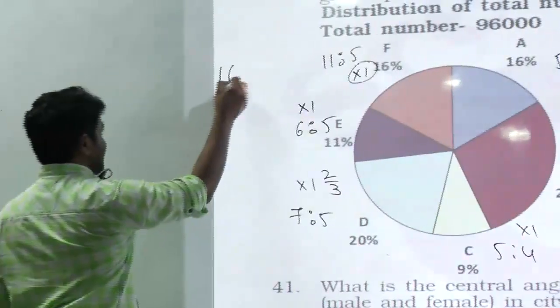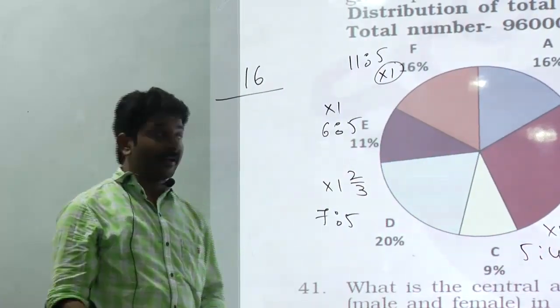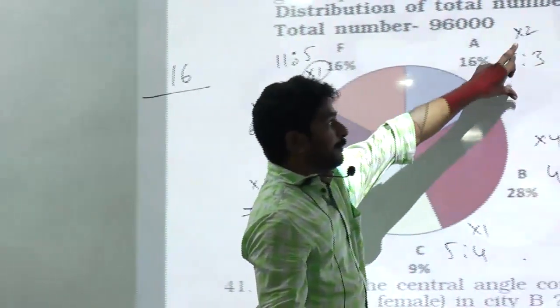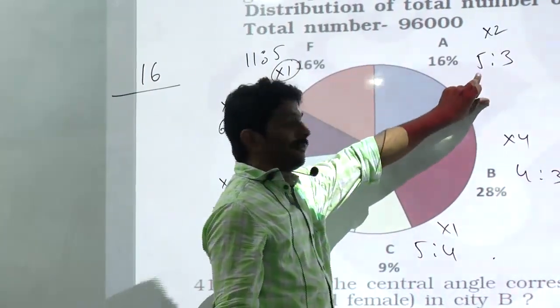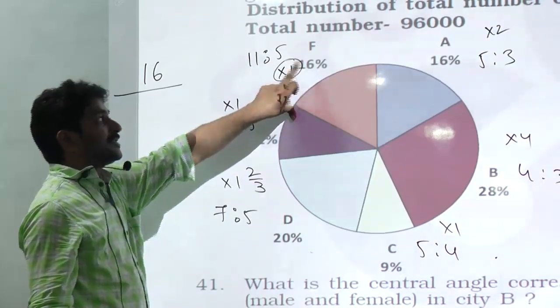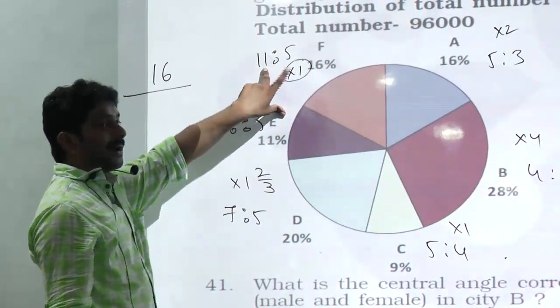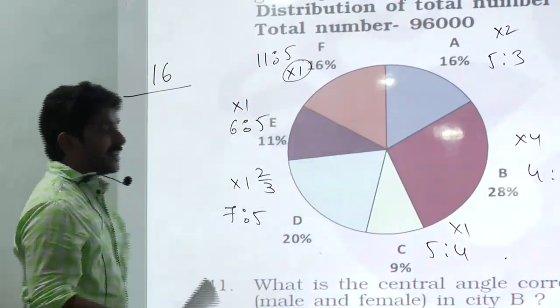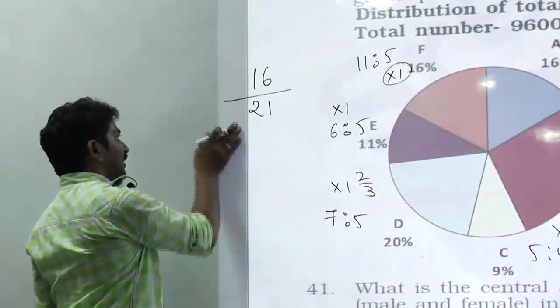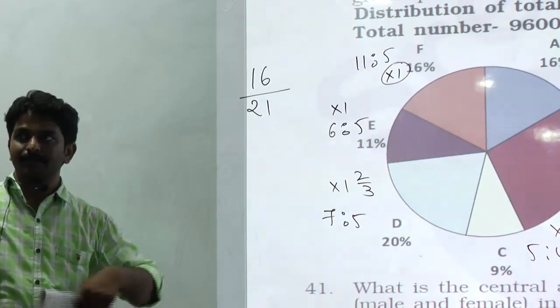Total 16% by male from A and F. A, 1 part is 2 times. Male are 5 parts, that is 10. And F, 16 parts, 16%. 1 part is 1 time. 11 parts, 11. 11 plus 10, 21. No more cancellation, 16 by 21. First option.